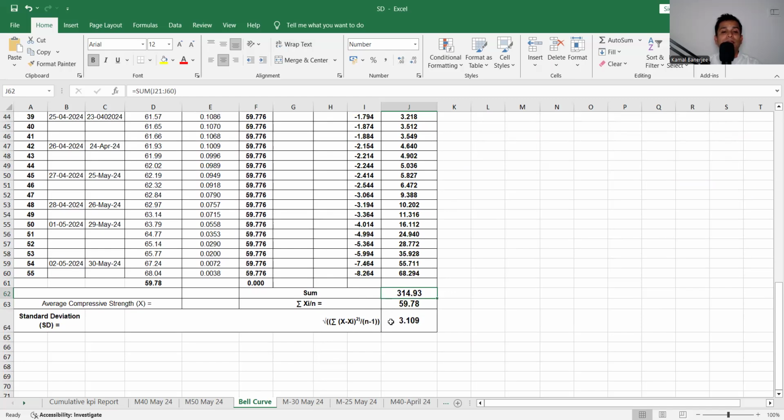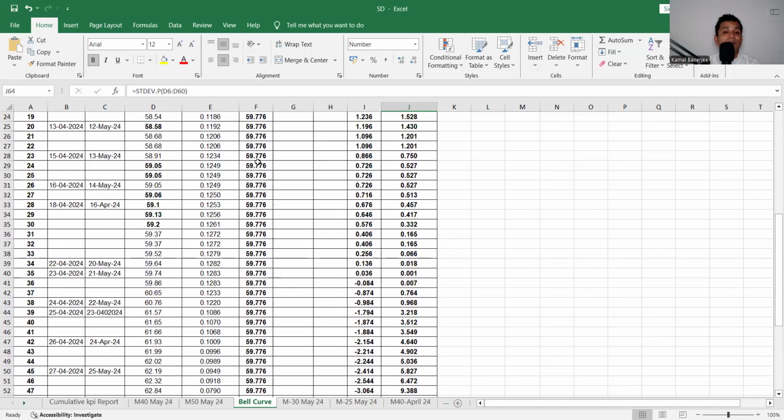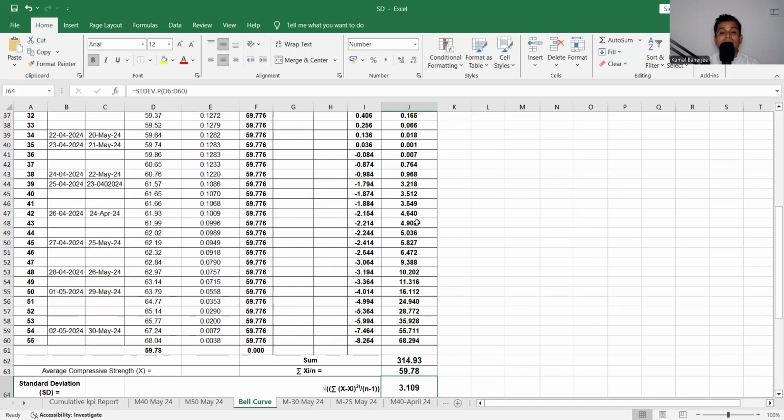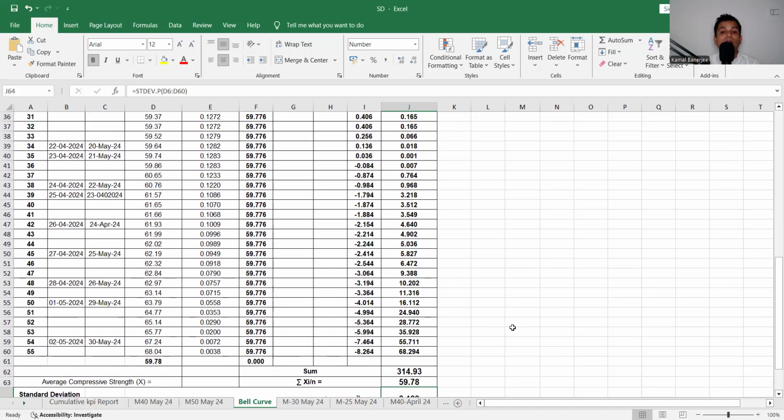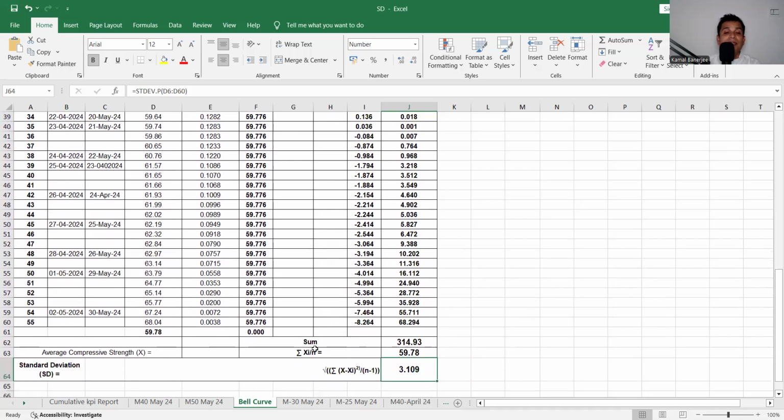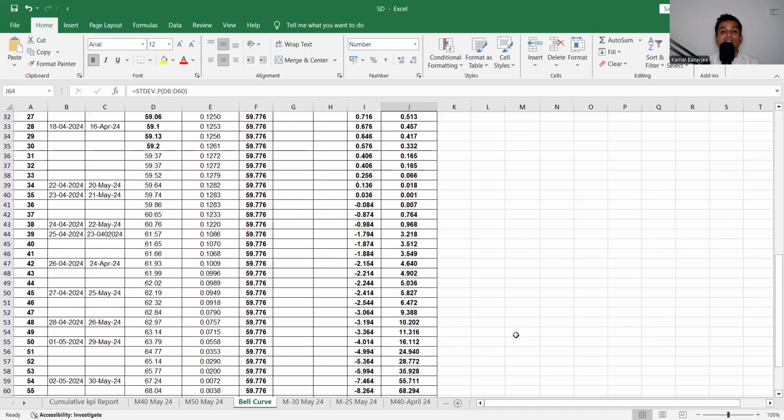What is the number here? You can also apply a formula in Excel, STDEV.P of D6 to D60, which immediately gives you the standard deviation. But if you want to do it on your own, this is the formula. First find the mean, that means the average, then calculate x minus x bar, then square it, sum it, and divide by n minus 1. Here it is 55, that means 55 minus 1, that will be 54. So in this way you can find the standard deviation. Now I am getting the standard deviation 3.109.